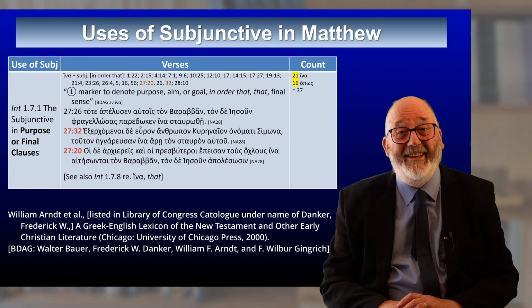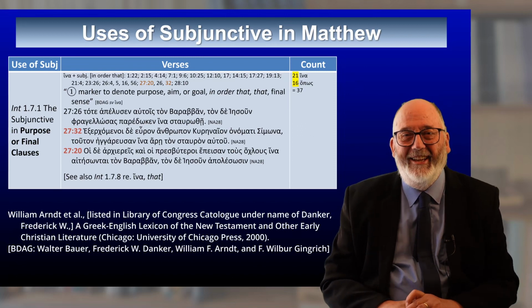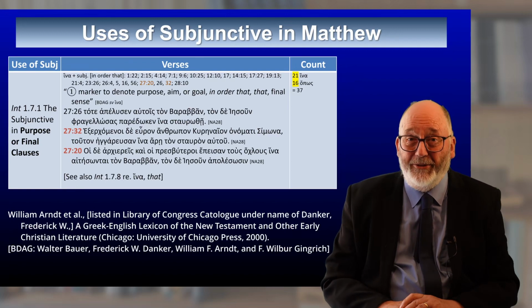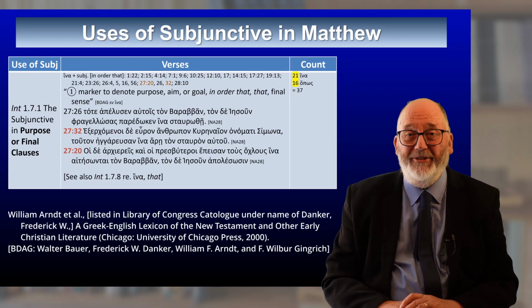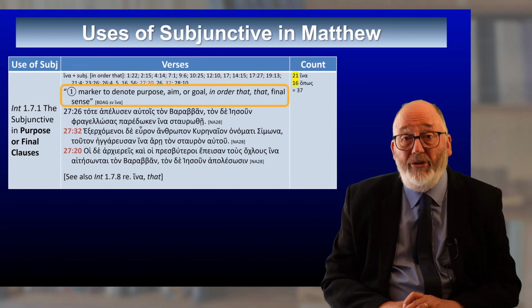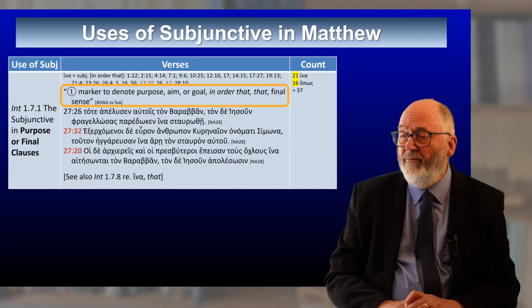By the way, a good footnote, if you have Logos or Accordance, adding BDAG is actually a very useful resource if you're going to be dealing with the Greek New Testament. So according to BDAG, the first use of hina is as a marker to denote purpose, aim, or goal.